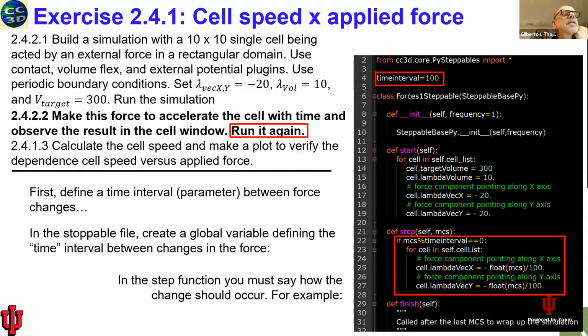See, this is the code. The time interval is defined here. The lambda components are defined in the start function, and the change in the step function. So why don't we leave this up and make sure everyone has time to type it? Or do you have a version of this code that they can upload?